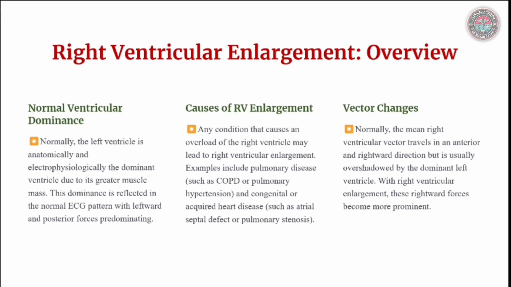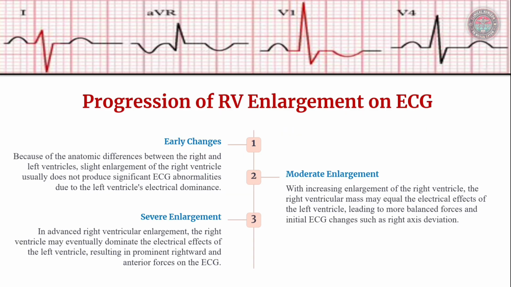Progression of RV enlargement on ECG. ECG manifestations of right ventricular enlargement progress with severity. Early changes may be subtle, as the left ventricle still dominates electrical activity. In moderate enlargement, right ventricular forces become more evident, leading to mild right axis deviation. In severe enlargement, the right ventricle dominates electrical activity, producing significant rightward axis deviation, increased R wave amplitude in V1, and deep S waves in V6.